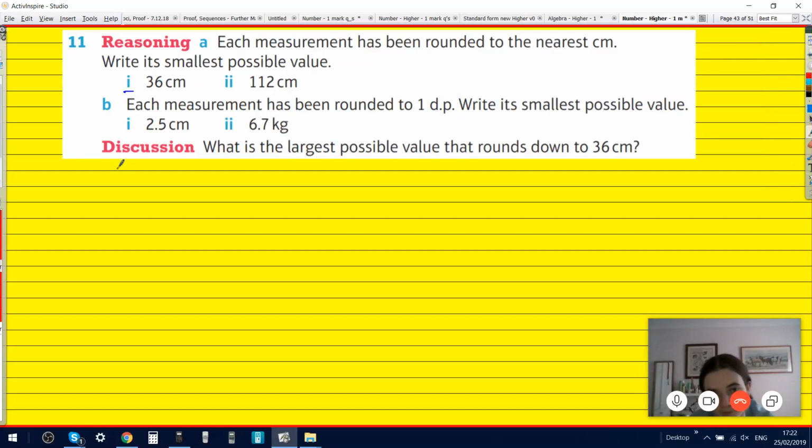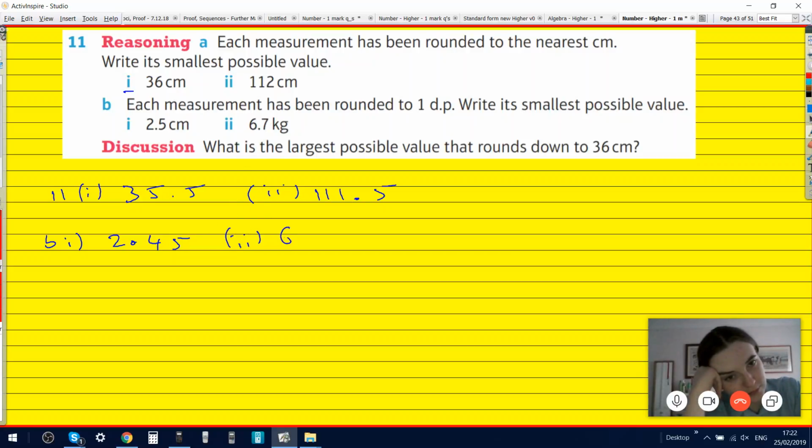First one. 35.5. Next one. 112. 111.5. B1. 2.5. No, 2.45. This one. 6.65. That's fine.